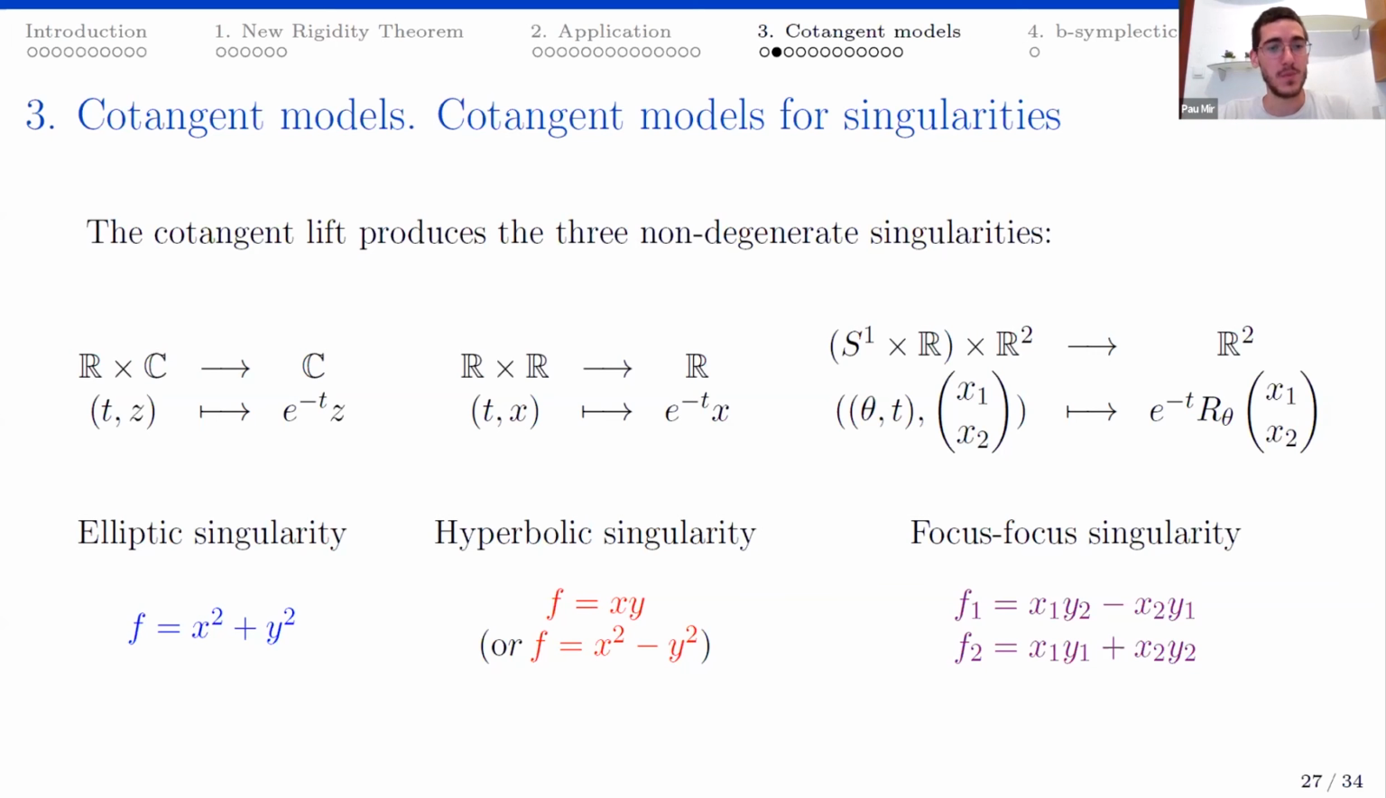If you compute the cotangent leaf of the first action on the left, you can find the vector field corresponding to the elliptic singularity. If you compute the cotangent leaf of the central action, you find the hyperbolic singularity. And if you compute the cotangent leaf of the right action, you find the focus singularity. I will not enter into how to compute these singularities explicitly, but in the article you can see that they can be obtained explicitly from these group actions.